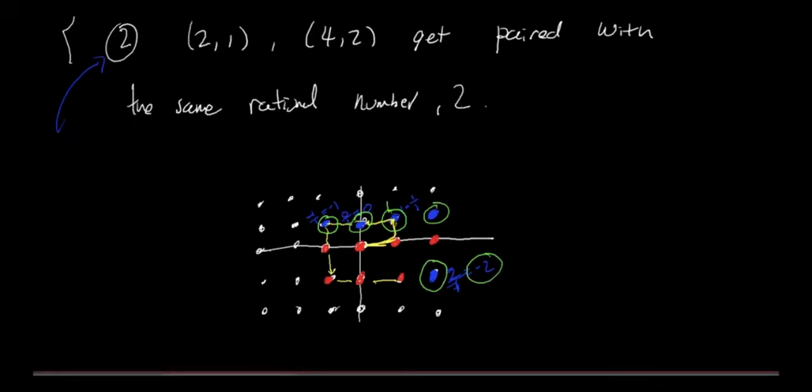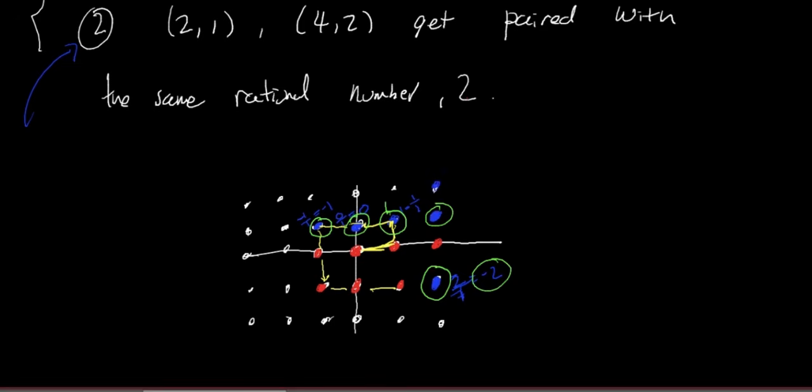The next is one I count. This is 3 halves right here, because its x coordinate is 3, its y coordinate is 2. So that's going to be my sixth rational number.